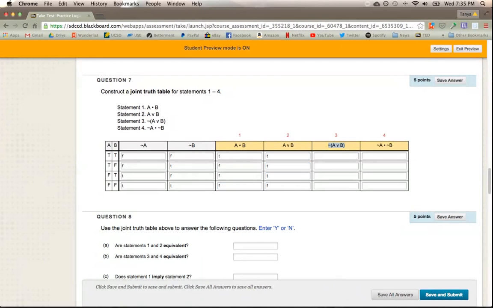That's the negation of A or B. That's the negation of this column right here. So wherever this is T, this will be F. T, F, T, F, F, T.